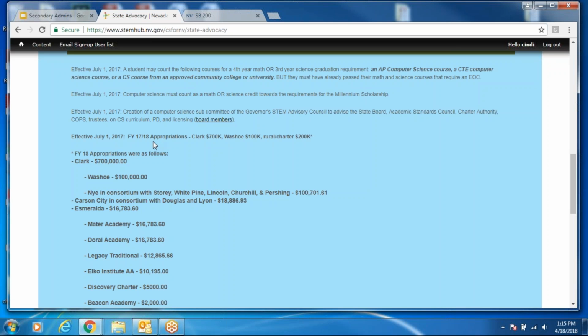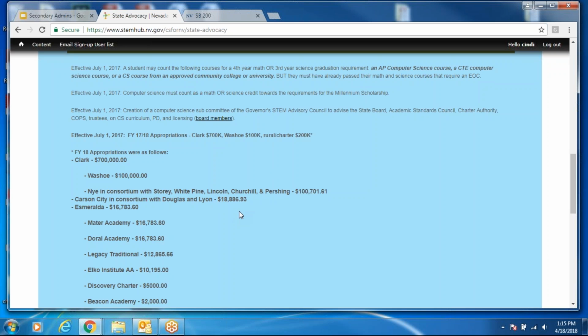And then our fiscal year 18 appropriations that went out. You can see the breakdown there for Clark and Washoe, and then the rurals and charters. The rurals and charters are sharing this funding. It is based on a non-competitive grant allocation. And this was the total amount that they were allocated.